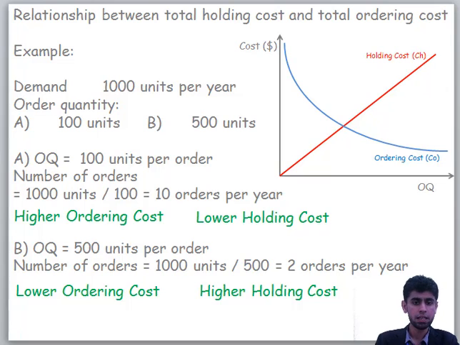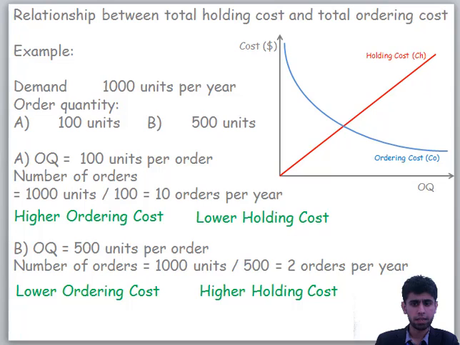So you can see the red line, which is total holding cost, and total holding cost is going to increase if I increase my order quantity. However, the opposite is going to happen to ordering cost, which is shown by the blue line. The blue line is going down with an increase in order quantity. So it shows the opposite relationship between holding cost and ordering cost. That's the relationship that you have to remember between total holding cost and total ordering cost.